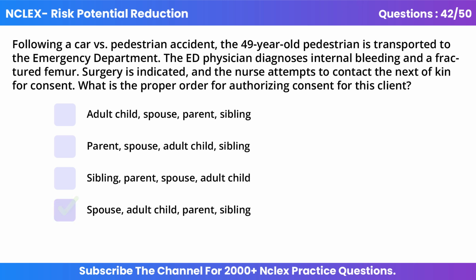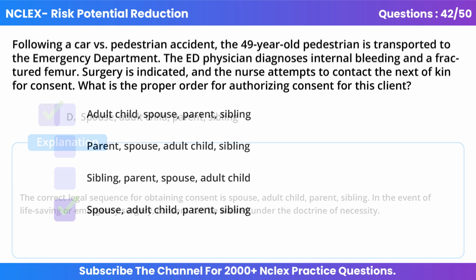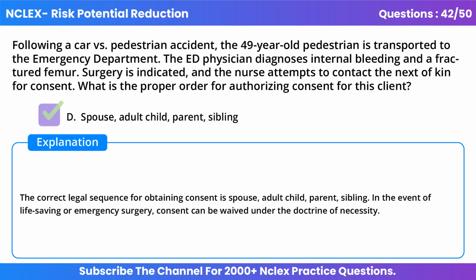D. Spouse, adult child, parent, sibling. The correct legal sequence for obtaining consent is spouse, adult child, parent, sibling. In the event of life-saving or emergency surgery, consent can be waived under the doctrine of necessity.